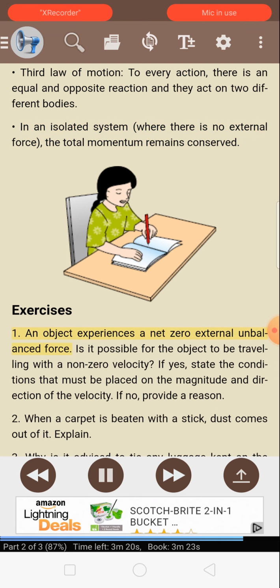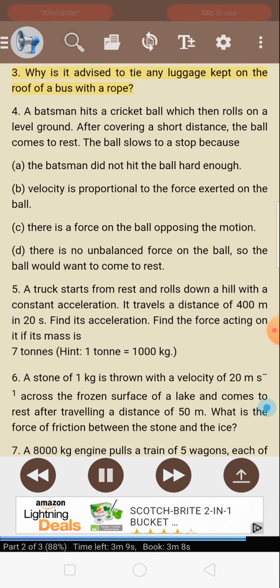Exercises. 1. An object experiences a net zero external unbalanced force. Is it possible for the object to be traveling with a non-zero velocity? If yes, state the conditions that must be placed on the magnitude and direction of the velocity. If no, provide a reason. 2. When a carpet is beaten with a stick, dust comes out of it. Explain. 3. Why is it advised to tie any luggage kept on the roof of a bus with a rope?